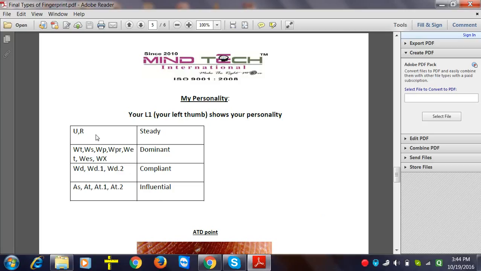So your L1, whatever your left thumb has, let's say for example if your left thumb has U or R, it's steady, you are steady. If your left thumb has these fingerprints, you are dominant. If your left thumb has WD, WD1 or WD2, you're compliant. And if the left thumb has these fingerprints, you're influential.